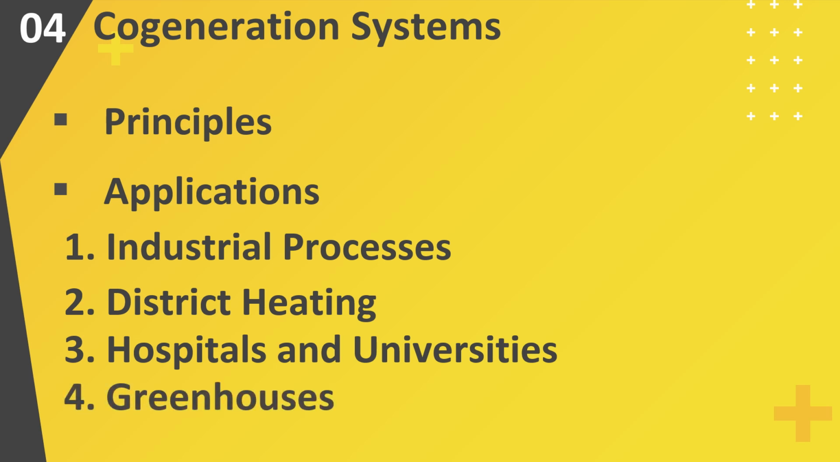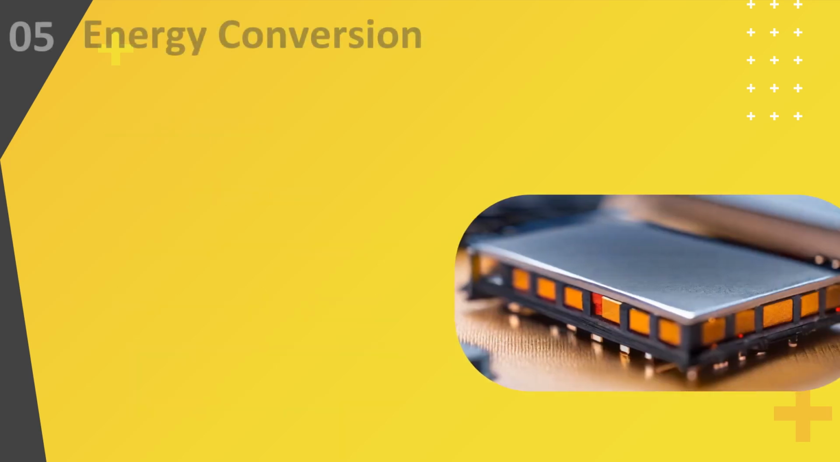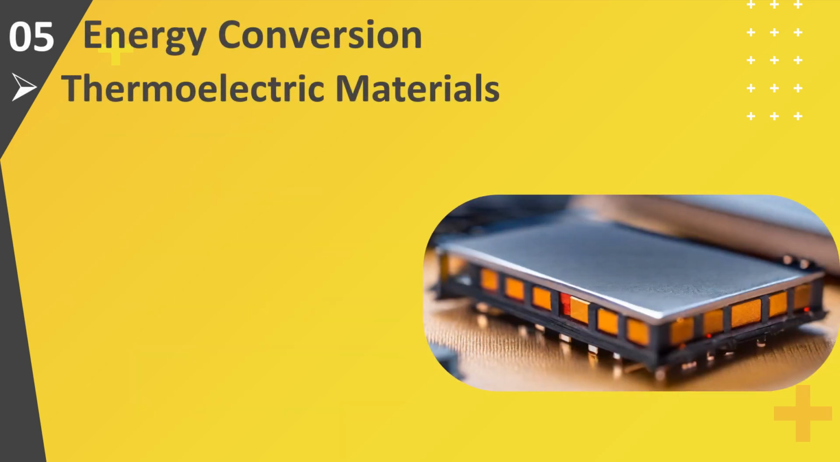Greenhouses. Cogeneration systems are used in greenhouses to provide both electricity and heat for optimal plant growth. The waste heat can be utilized to maintain the required temperature and humidity levels, while the electricity powers the greenhouse operations. Thermoelectric materials play a crucial role in thermoelectric devices, which convert heat into electricity.